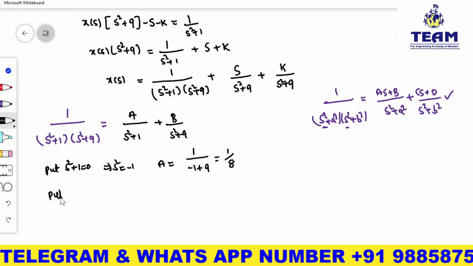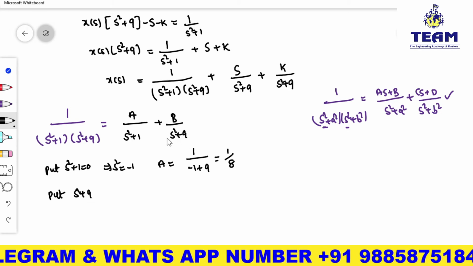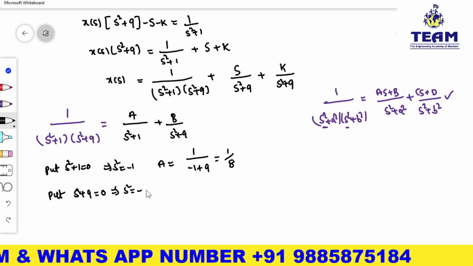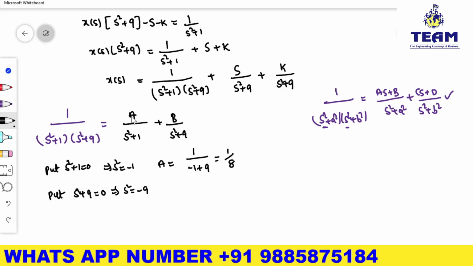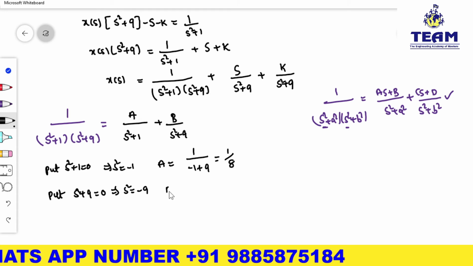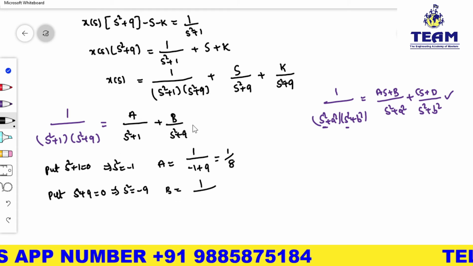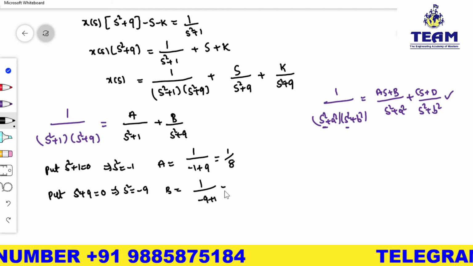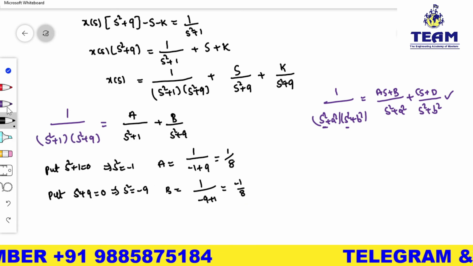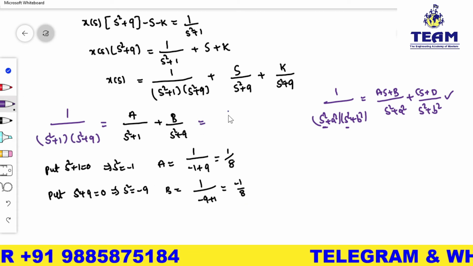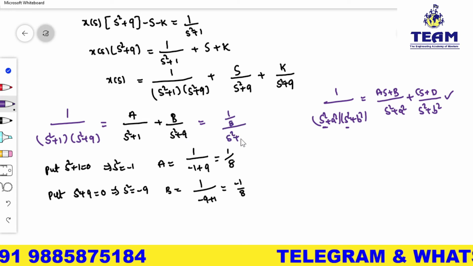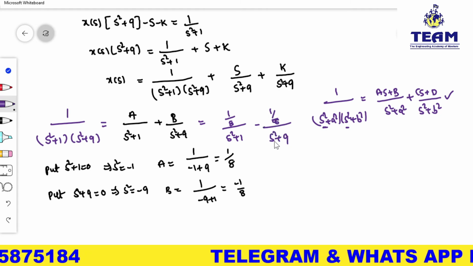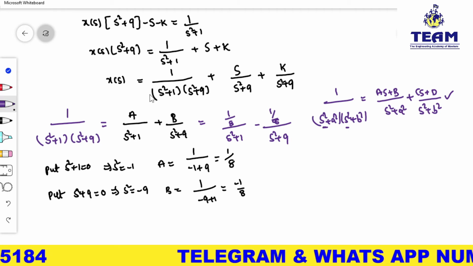Now to get the b value, put s square plus 9, what is the denominator you have? S square plus 9 equal to 0. That implies you have to substitute s square is equal to minus 9. Then in this case, the a term will be 0, so you will have only the b value. So b is equal to 1 by, here s square plus 9, s square plus 9 gets cancelled. Then you will have minus 9 plus 1. So the b value is minus 1 by 8. Hence, friends, what we can say? This is equal to 1 by 8 divided by s square plus 1 minus 1 by 8 divided by s square plus 9. Now you substitute these values in the above X of s.